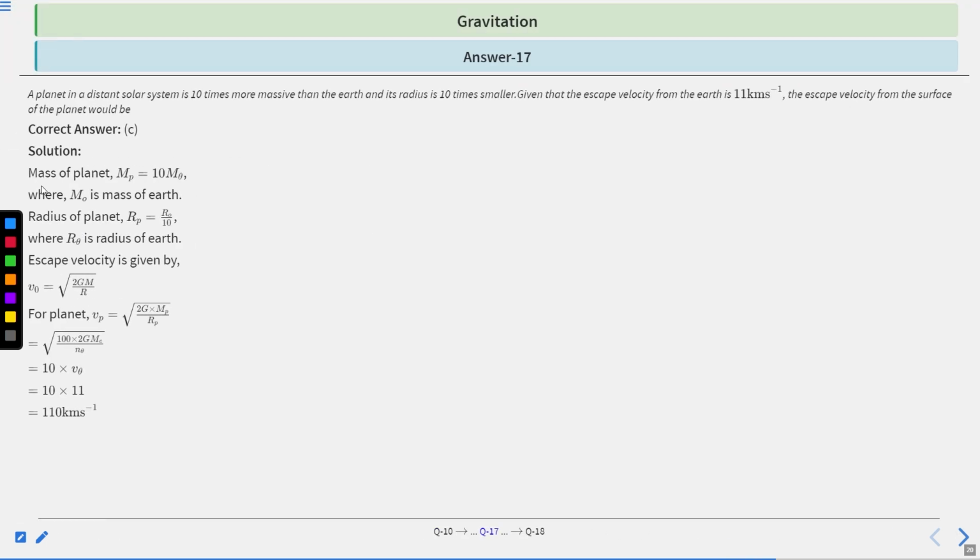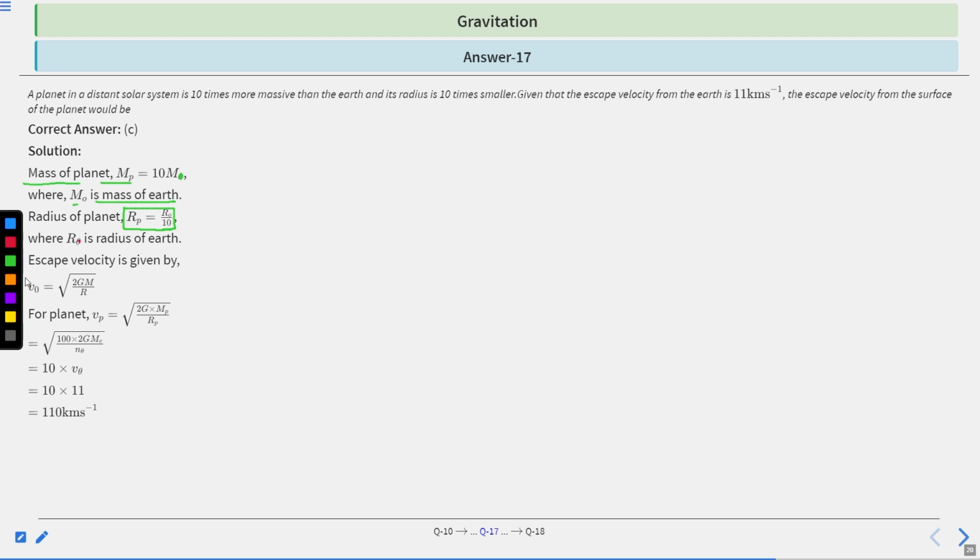So here, the mass of the planet, M_P, is equal to 10 M naught, where M naught is the mass of the Earth. And the radius of the planet, R_P, is equal to R naught divided by 10 according to the question, where R naught is the radius of the Earth.